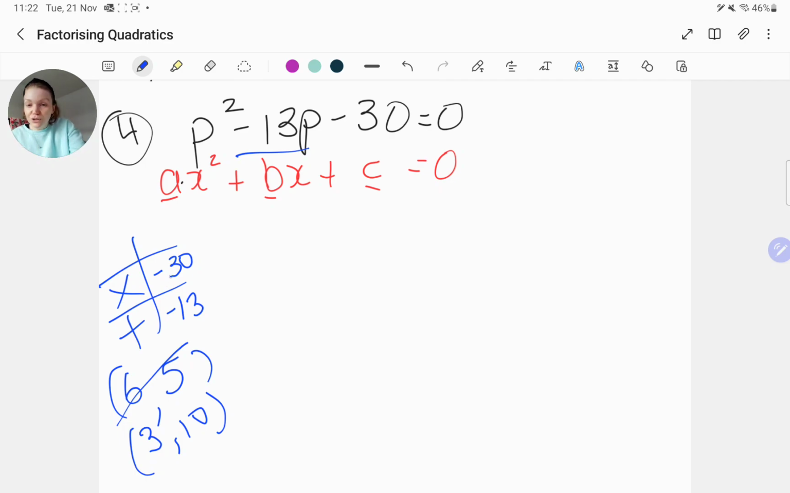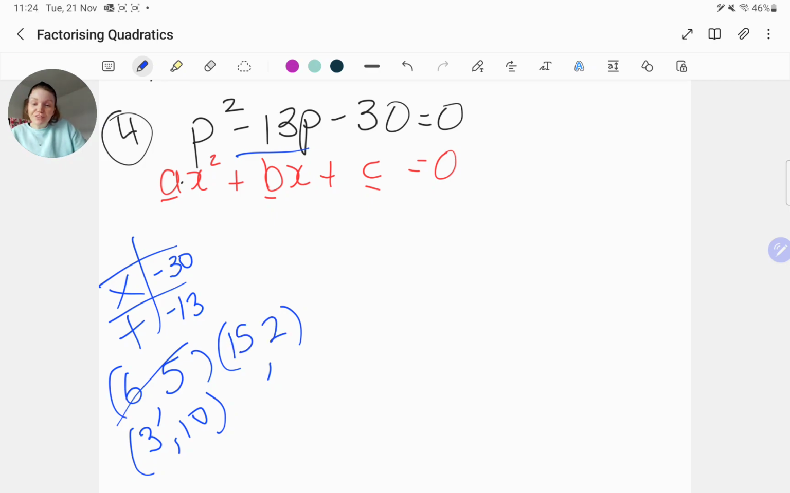So let's go. They have to multiply to give minus 30, so we need a plus and a minus in there. Then we have got minus 13, so we're going to need minus 3 and minus 10 to get minus 13, but that's going to give me positive 30, so that's no good. Is there any other times table you can think of to give 30? 15 and 2.